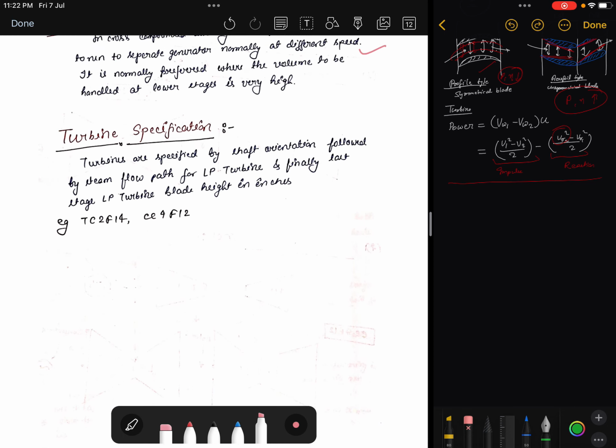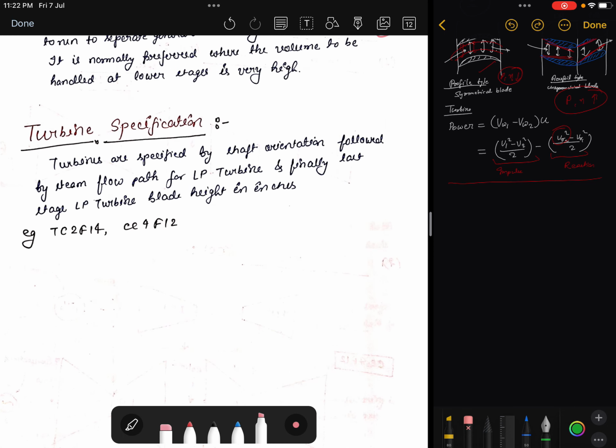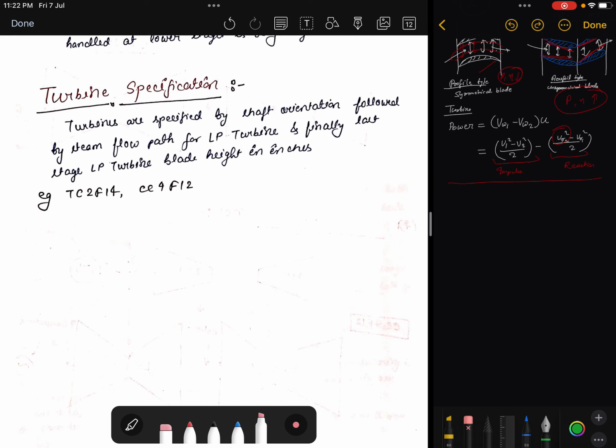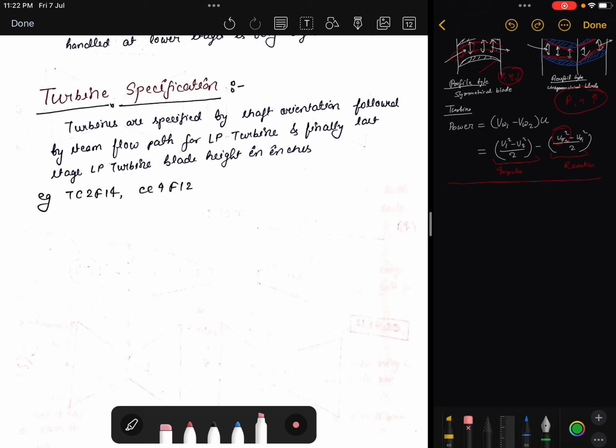So the next topic is the turbine specification. Turbines are specified by shaft orientation followed by steam flow path for the low pressure turbine, and finally the last stage low pressure turbine blade height in inches, like TC2F14. It means that the tandem compounded turbine is specified by the shaft orientation followed by steam flow path for the low pressure turbine, and finally the last stage low pressure turbine blade height.